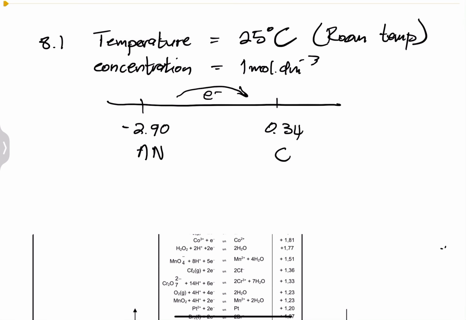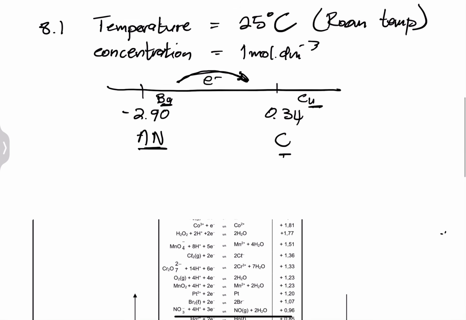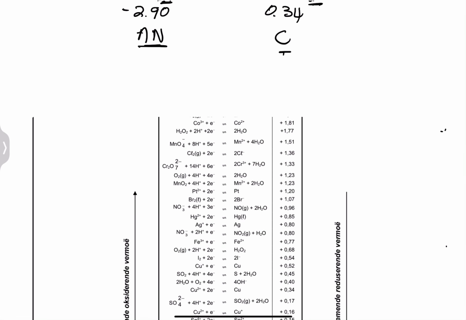So in this case, remember, this side is for barium, that's the negative 2.9, and this one is for copper. So it means that barium is the anode and copper is the cathode. It means that barium is giving away electrons and copper is the one that is using electrons, or in this case undergoing reduction.